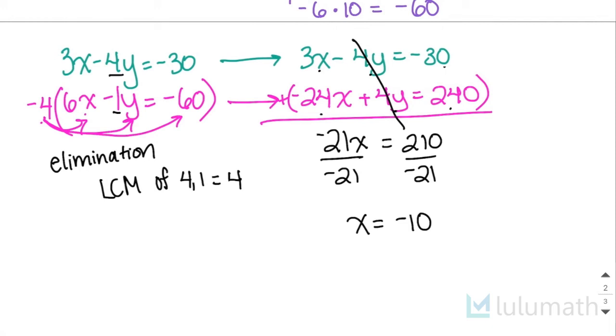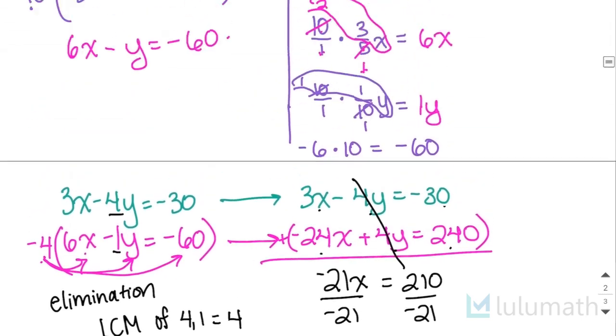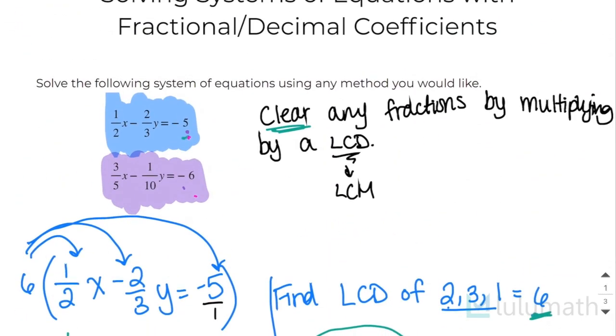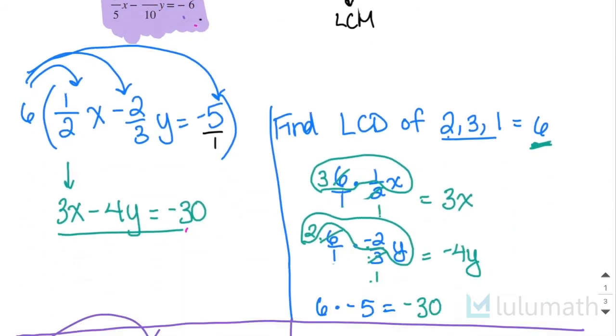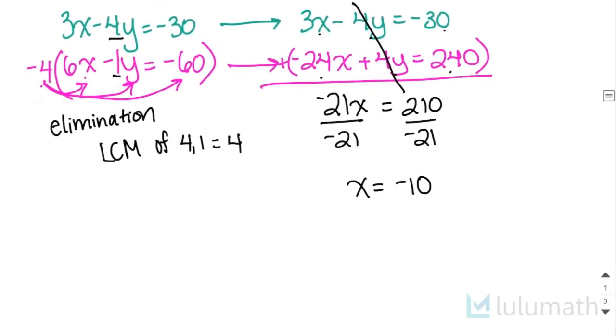Now that I know what x is, I'm going to go ahead and solve for y. Now, I can plug it in to either the blue equation or the purple equation up here. However, since I cleared the fractions, I have equivalent equations that are much easier to deal with. So I'm going to actually plug this information into my green equation right here. This 3x minus 4y equals -30, okay?